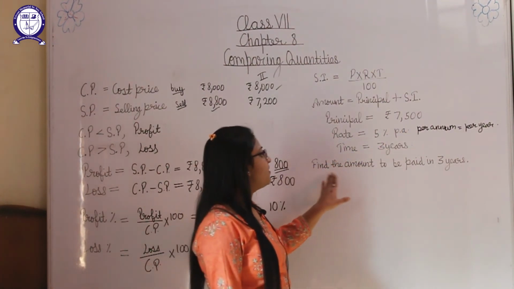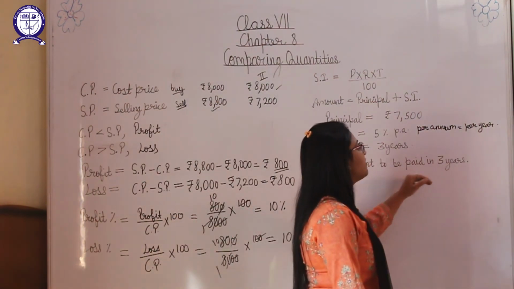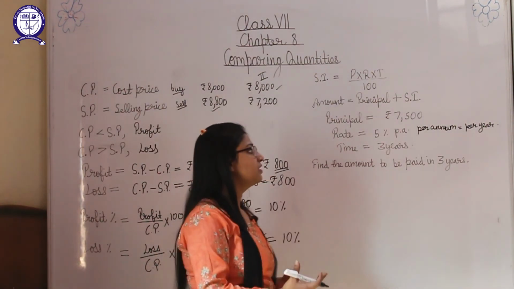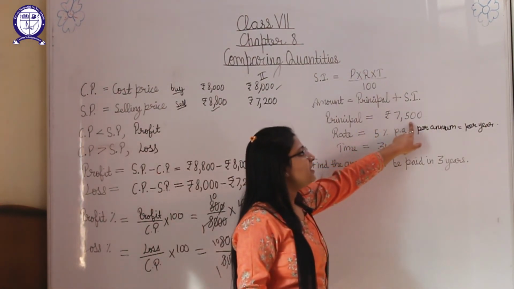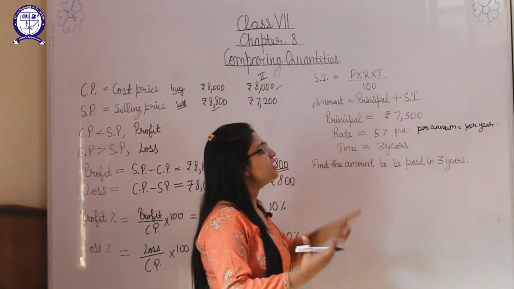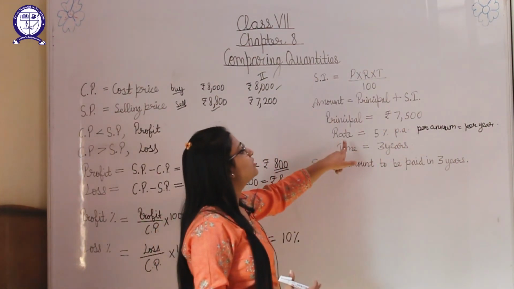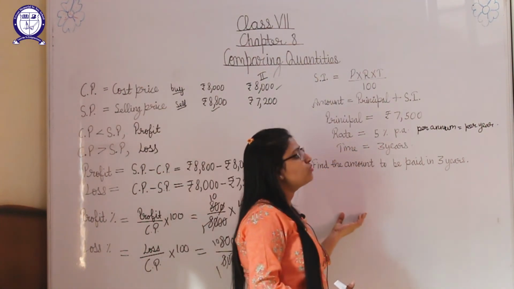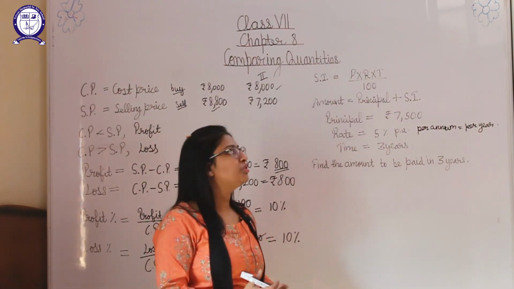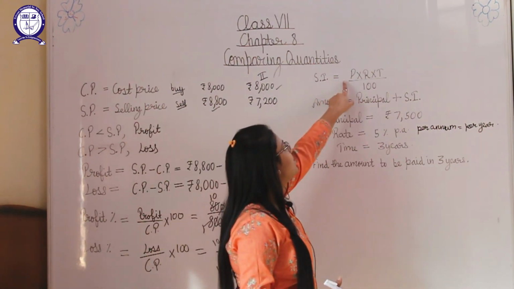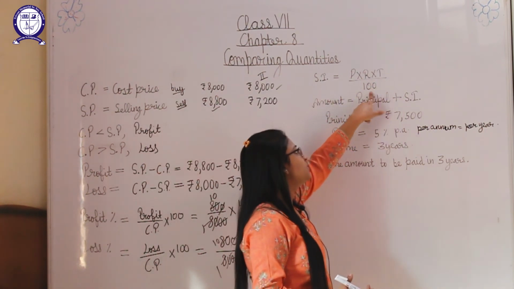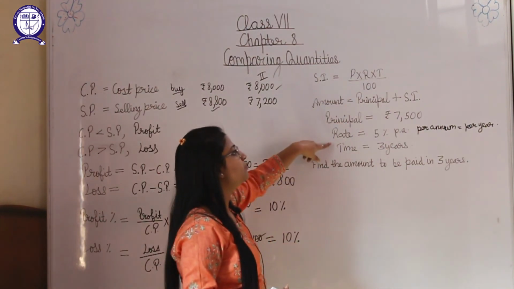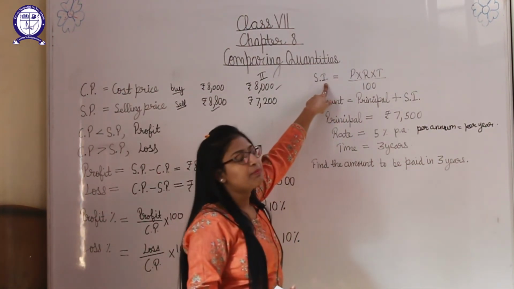So now the question is, find the amount to be paid in 3 years. Means after 3 years what will that person return? Obviously he will pay the money 7500 which he is taking now, plus he has to give the interest also. So what is the formula to find that interest, that extra money which he needs to pay? The simple interest formula is P into R into T divided by 100. P is principal, R is rate, T is time. So this is the formula for finding simple interest.